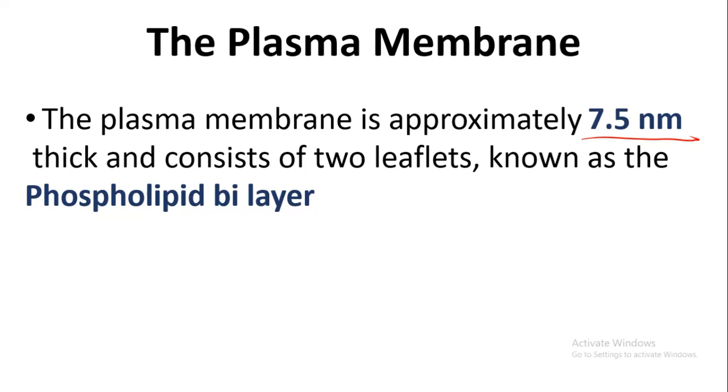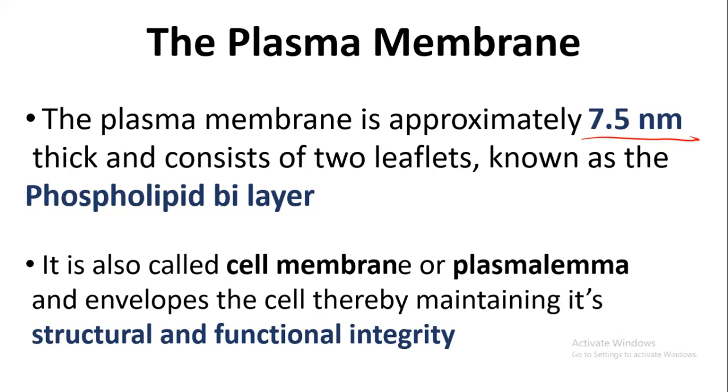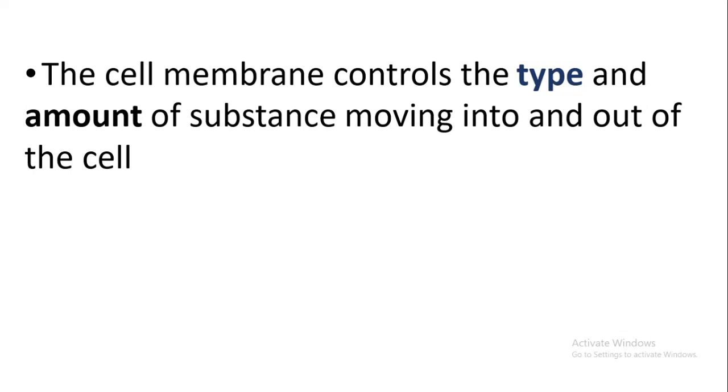And these phospholipids are made up of what? Of two parts. You have the hydrocarbon chains and also the head, which is normally charged. So this plasma membrane, as I said, is there to control what enters and leaves the cell. It is the one that governs the transportation of the cell. It's the one that can state what's going to enter the cell and what's going to leave the cell.